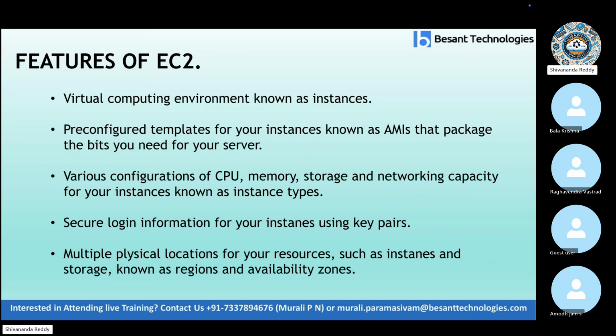Multiple physical locations for your resources, such as instances and storage, are known as regions and availability zones. We know these words, correct? A region is a geographical location where AWS sets up its data centers. Then what is an availability zone? An availability zone is a discrete data center, a small data center within a region. Each region has more than two availability zones. Any questions on the features, guys, before proceeding to the next slide?